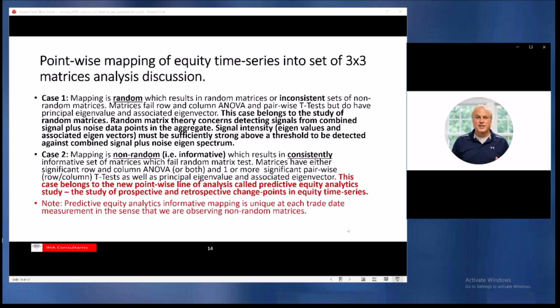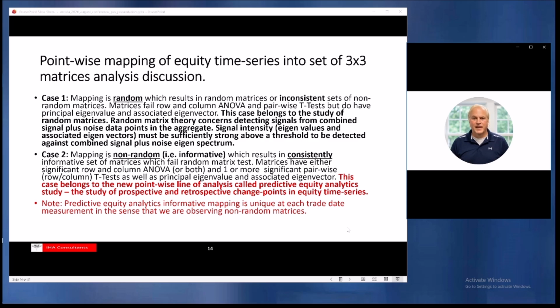Our discussion continues with 2 distinct cases. What makes AI-enabled predictive equity analytics unique? Said another way, what differentiates AI-enabled predictive equity analytics from other branches of investigation? The answer lies in contrasting random matrix theory and AI-enabled predictive equity analytics. The notion of informative mapping is the key differentiator.